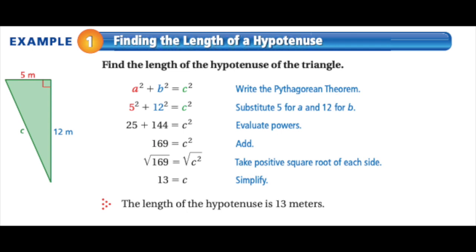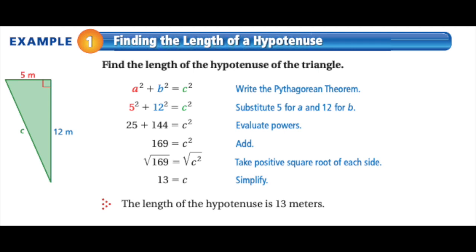So as you can see on the second line there, we have 5 squared plus 12 squared is equal to c squared. The next line we evaluate the powers, or simplify, right? 5 squared is 25, 12 squared is 144. We continue to simplify by adding. 25 plus 144 is 169.